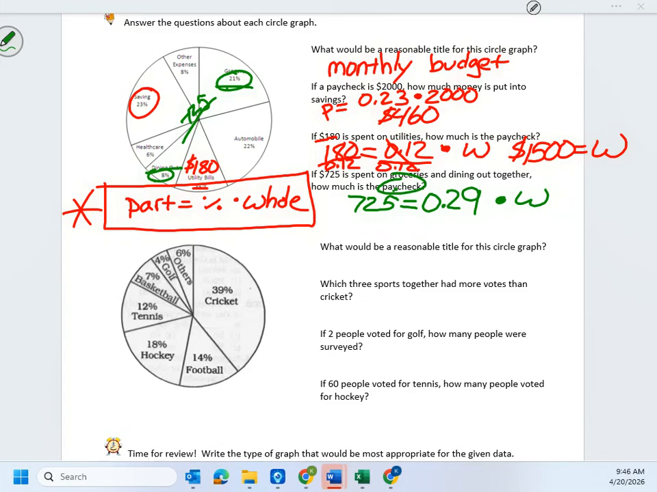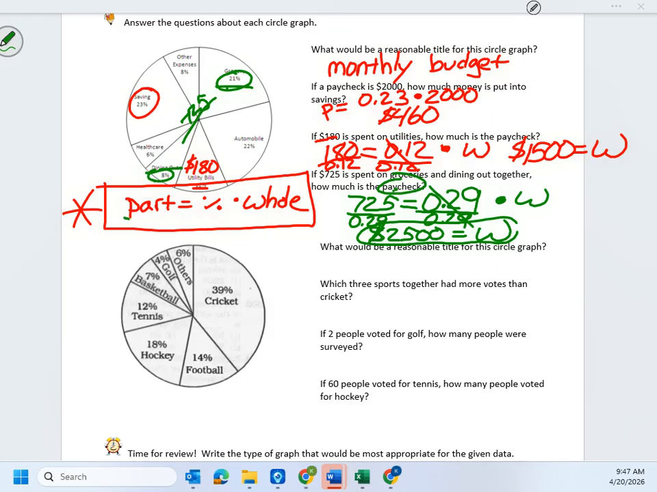So how do I solve that? Joy? Yeah, we divide out that 0.29. We have to do opposite operations to get the whole by itself. What is 725 divided by 0.29, Joy? 2,500. We are looking for that whole paycheck, so it makes sense that it's going to be a much bigger number than that 725.